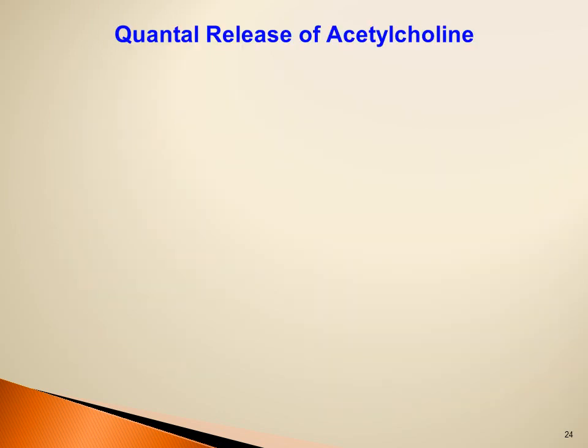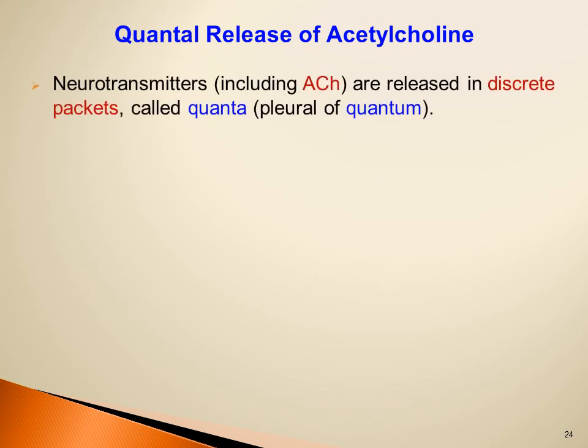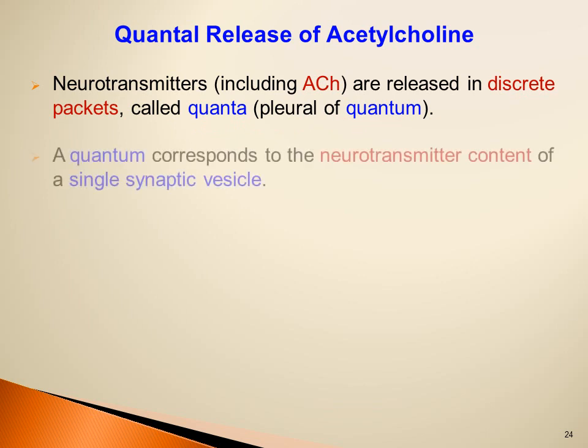Now let's talk about the concept of quanta release of neurotransmitters, including the quanta release of acetylcholine. In general, neurotransmitters, including acetylcholine, are released in discrete packets called quanta, which is the plural of quantum. What is a quantum? A quantum corresponds to the neurotransmitter content of a single synaptic vesicle.